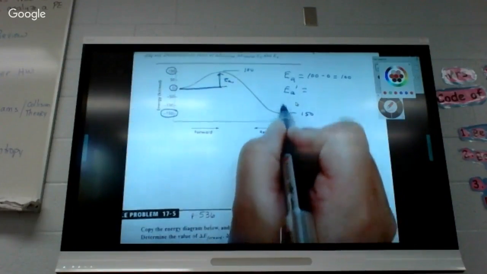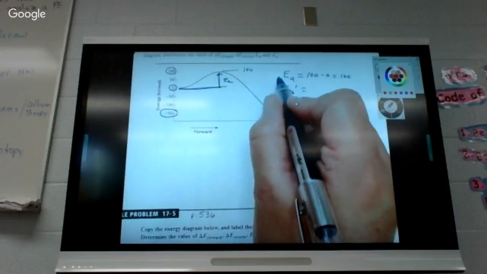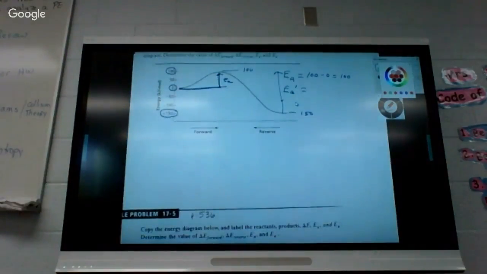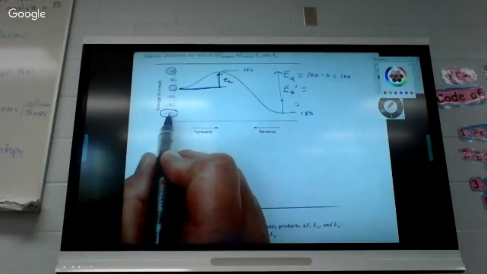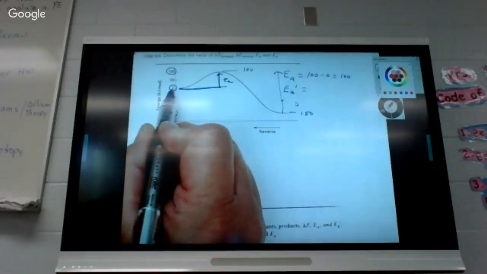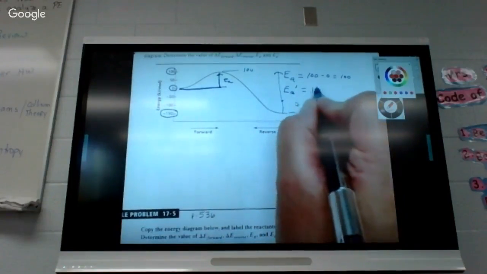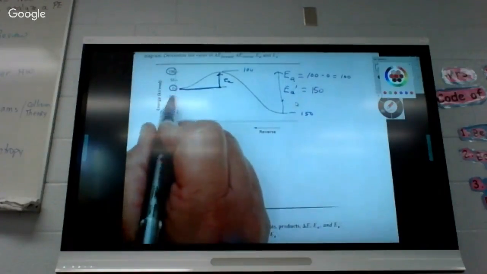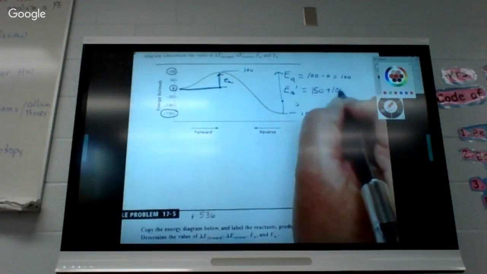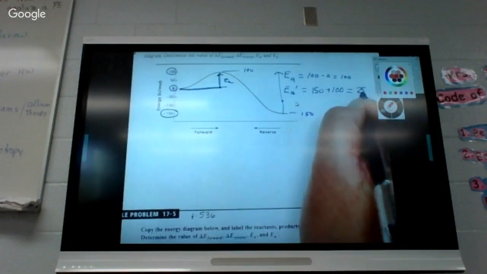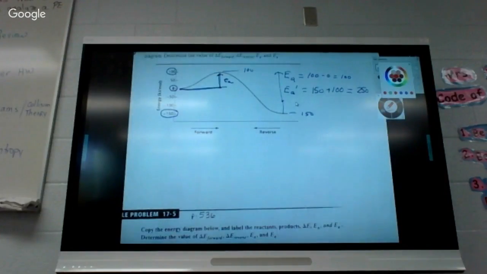Because you're going from here all the way up to here, right? So everybody's okay with where we're going to. That's not the hard part. You're getting hung up with these numbers over here. You're going from 150 to where? 0. So you've already got 150. And then you're going from 0 to 100. So you're going 250 spots on the number line.